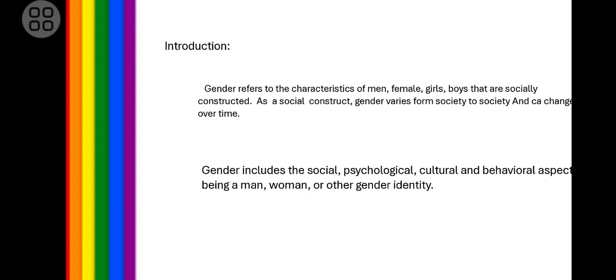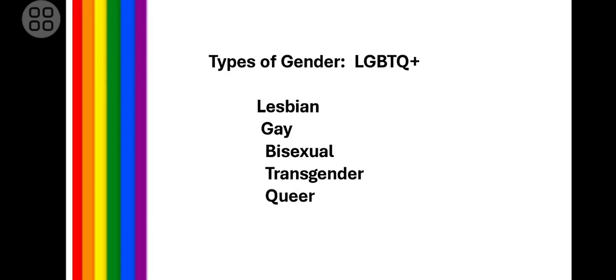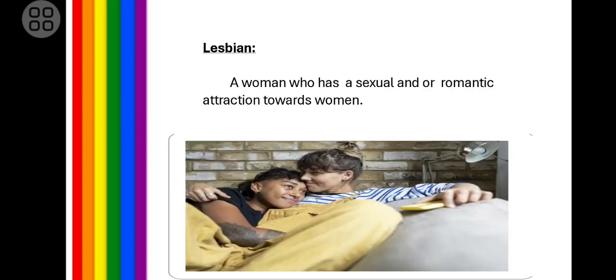Gender includes the social, psychological, cultural and behavioral aspects of being a man, woman, or other gender identity. Types of gender: LGBTQ plus, lesbian, gay, bisexual, transgender, and queer. These are the types of gender.